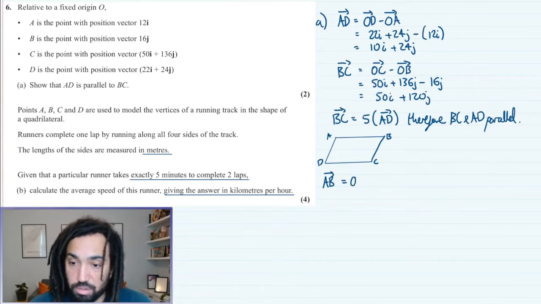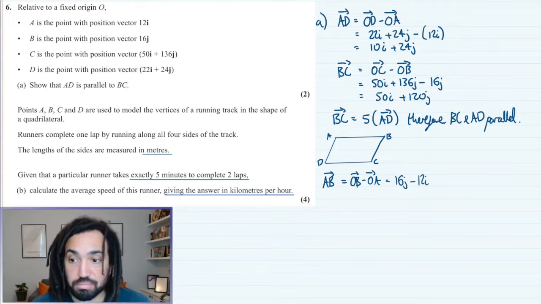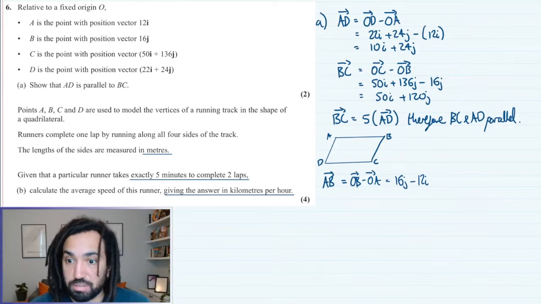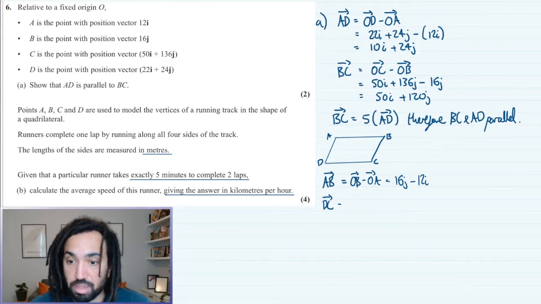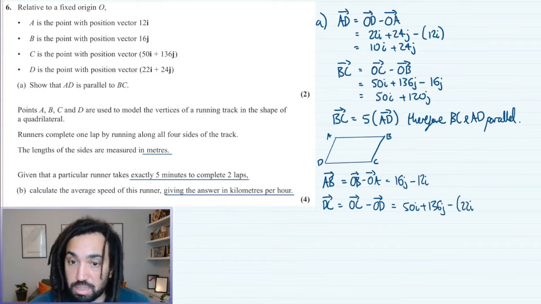So AB will be OB minus OA, which will be 16J minus 12I. Perfect. And then the other one we'll need to find is DC, which will be OC minus OD, which will be 50I plus 136J minus 22I plus 24J. Okay, so this will give us 28I plus 112J.